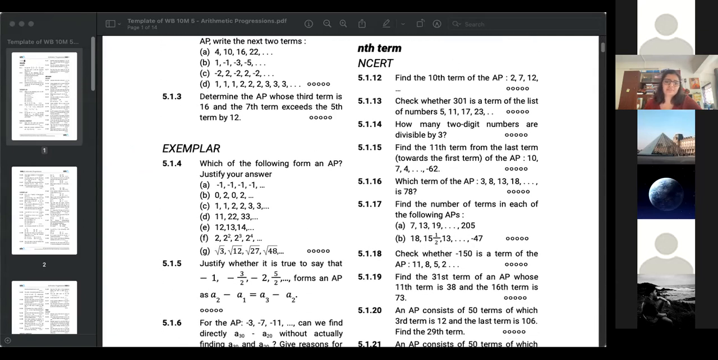Okay. Nth term, now here we look at application of the formula. Do question number 12. Find the 10th term of the AP 2, 7, 12 and so on. The dots are here. So we use the formula for the nth term. In this particular case, n should be equal to 10, looking at the 10th term.